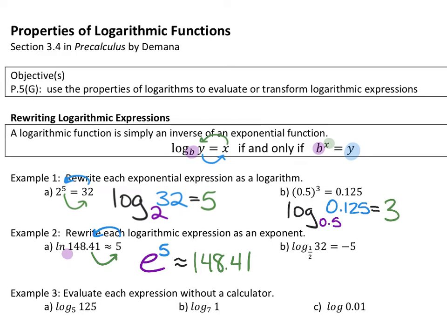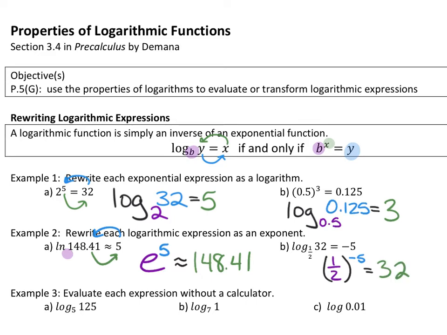Can you guys try B? Just rewrite it as an exponent, please. Okay, what's the base here? 1/2. Now I'm going to put 1/2 in parentheses because I want to make sure that my exponent actually reaches the whole 1/2. But the exponent we're going to use is the number -5. And we're going to say that that's equal to 32.